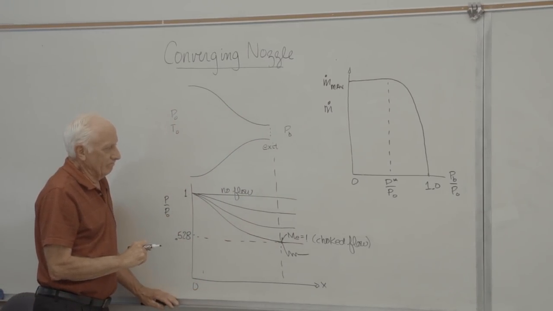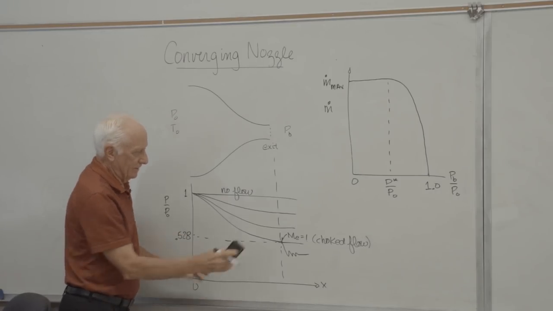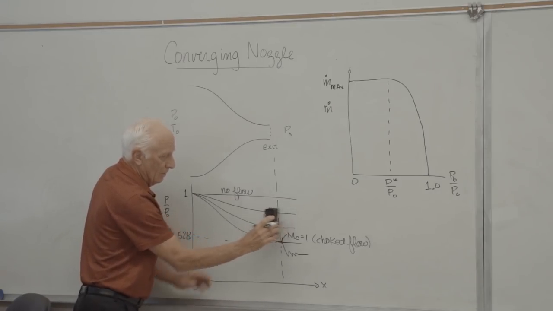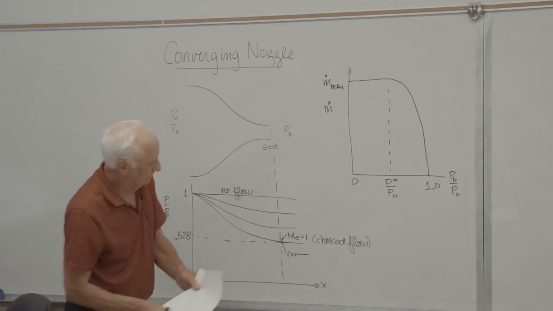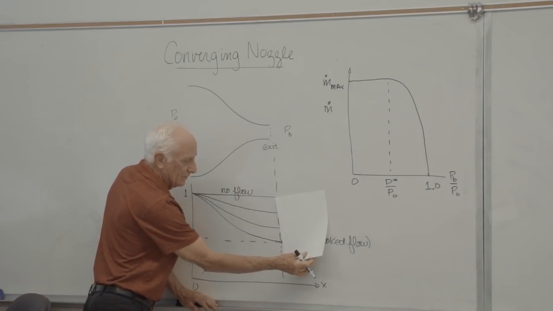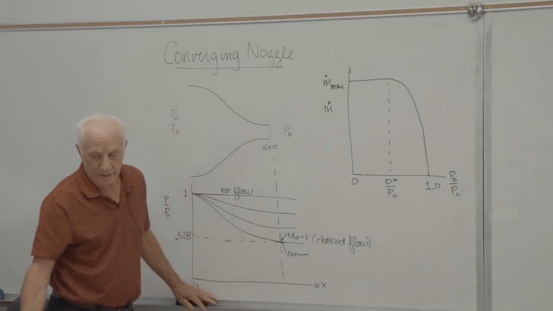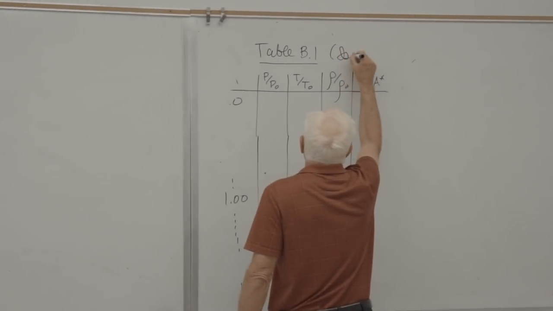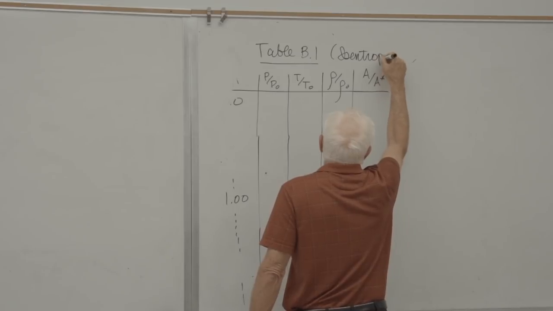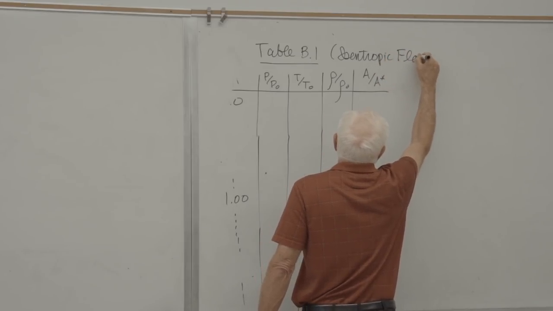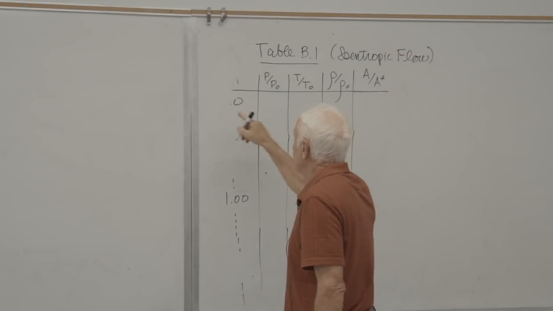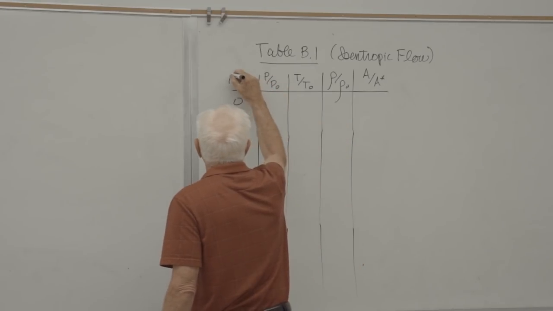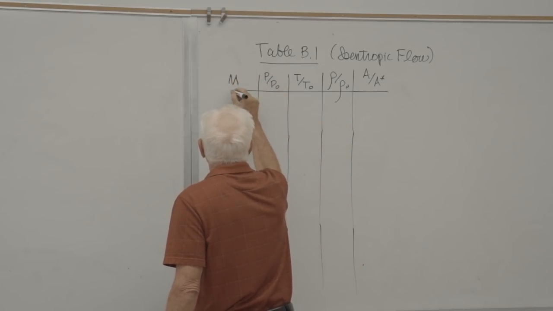All right, this is all isentropic. Forget this; we're looking at what's inside the nozzle. What's inside the nozzle is all isentropic. In our appendix, we have table B1, which is called isentropic flow. Okay, so this is the right table. This is our Mach number. This is a table we use for the converging nozzle.